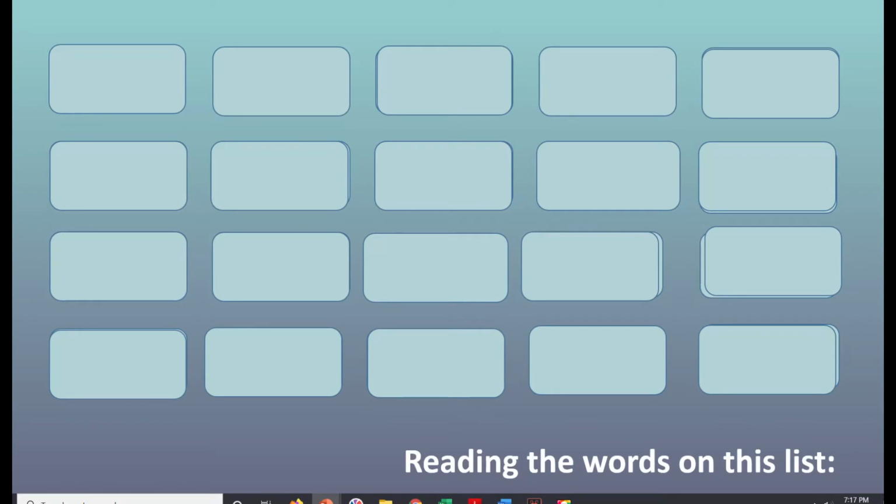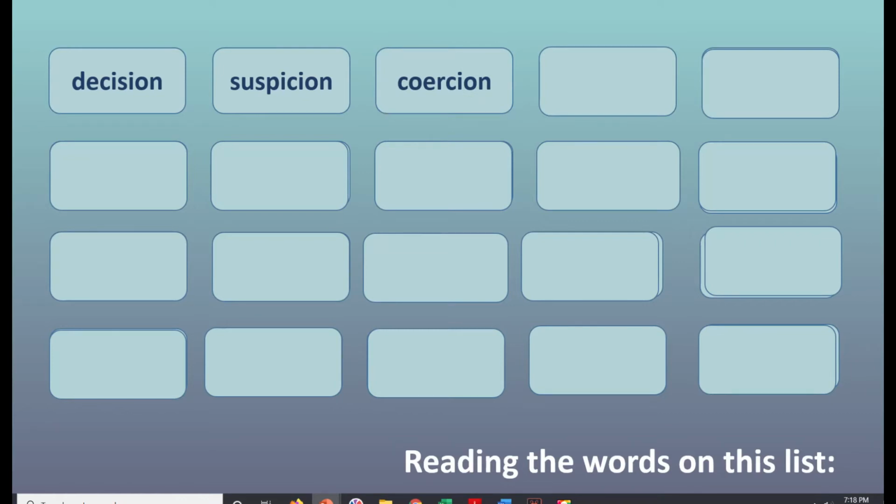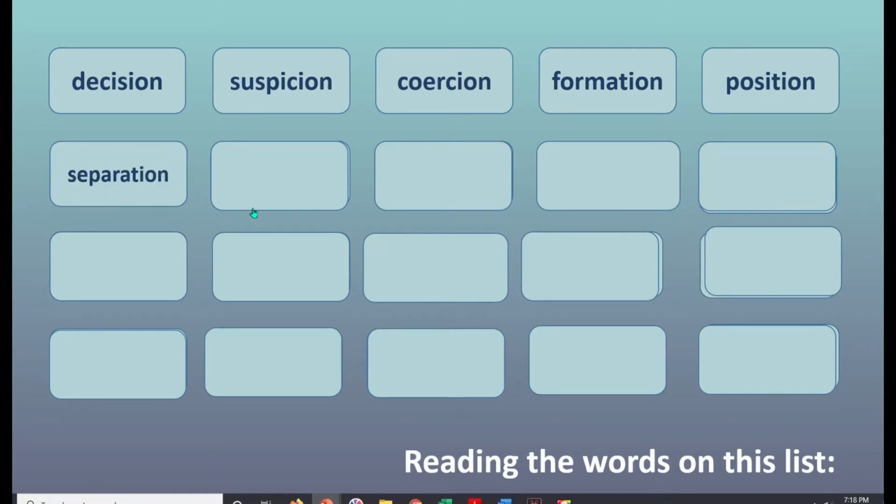Now we're going to read the words in unison without them being broken down. So you will see the word. Try to read the word before the computer reads it. Decision. Suspicion. Coercion. Formation. Position. Separation.